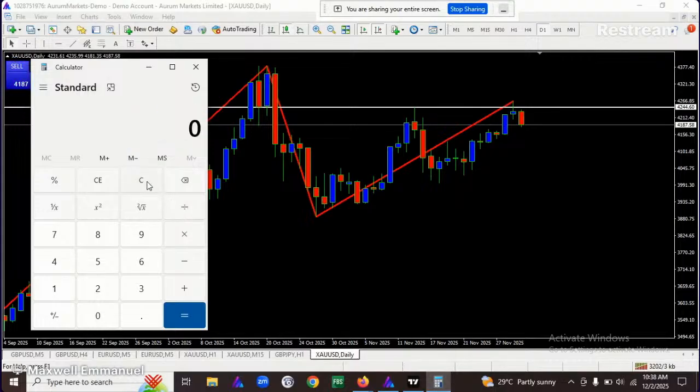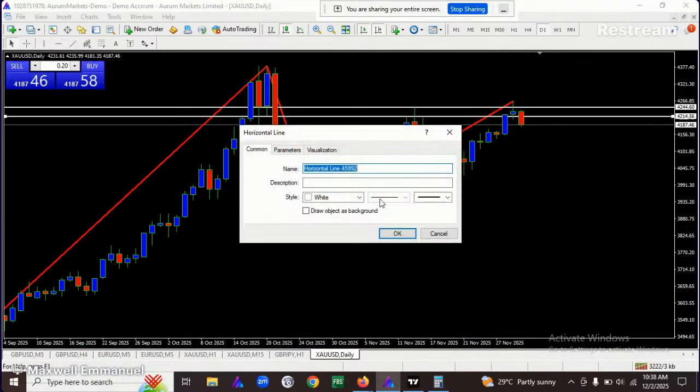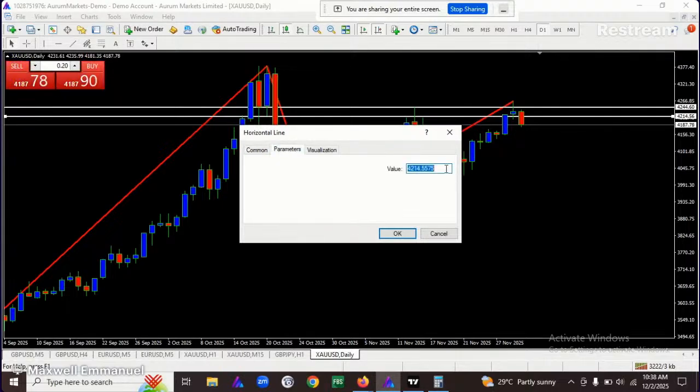Let's get the average price on gold. 4222.9 plus 4232.0, divided by 2, gives 4227.45, so about 4227.25.